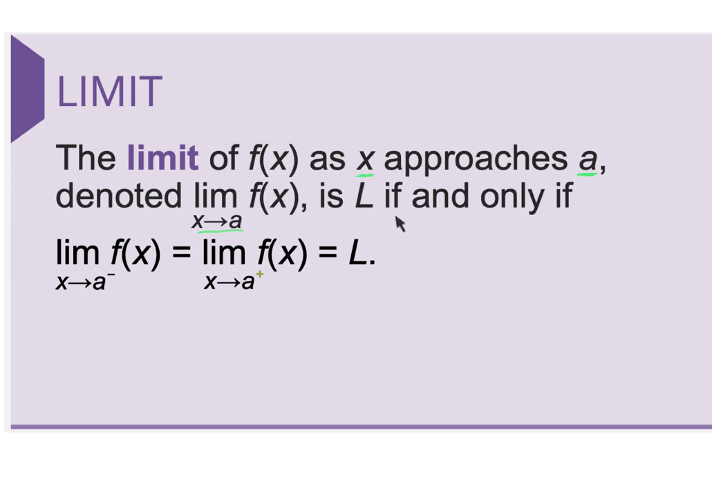Well, the only way you have an overall limit, remember this if and only if, the only way that happens is if from the left side and from the right side, you are going to the same number. So on that piecewise function, we did not have an overall limit or a limit without the plus or minus because from the left and the right, they were going to two different numbers. If they're going to two different numbers, you only have a left and a right limit. If they're going to the same number, you have an overall limit.